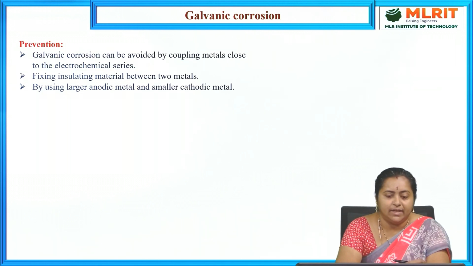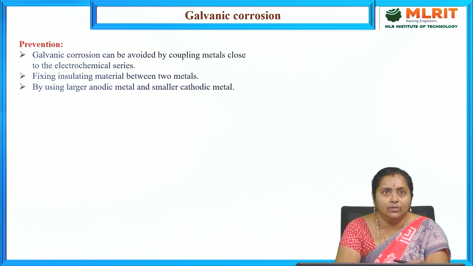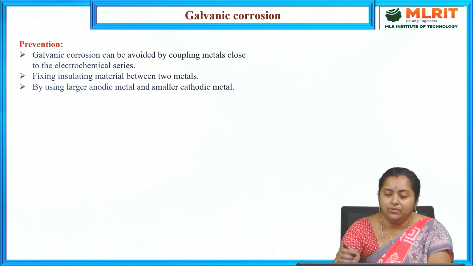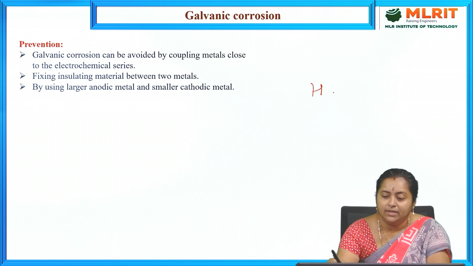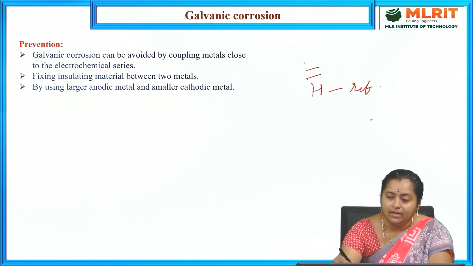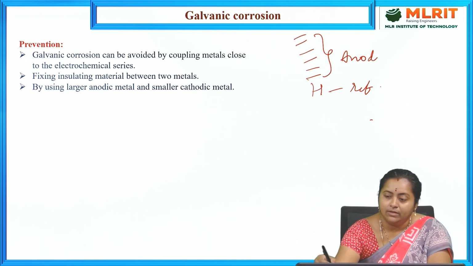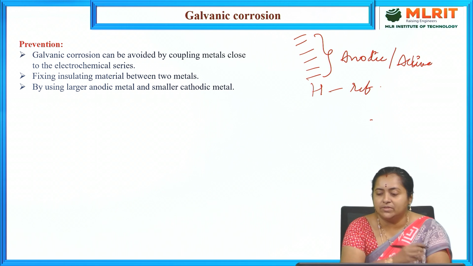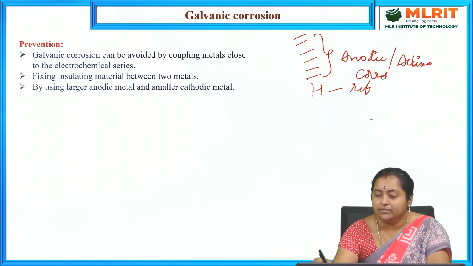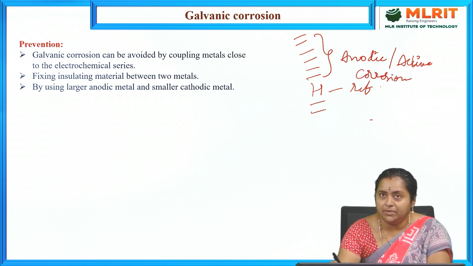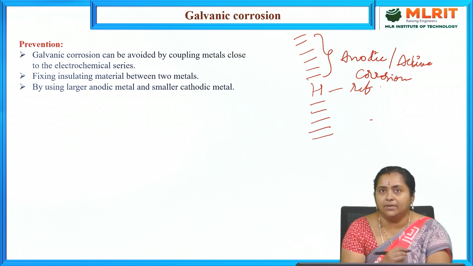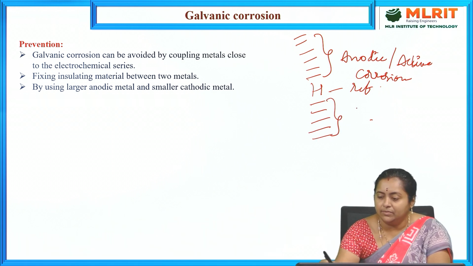Galvanic corrosion can be avoided by coupling metals that are close to each other in the electrochemical series. As I told you, in the electrochemical series, hydrogen is considered to be the reference one. The metals placed above hydrogen are considered more anodic or more active metals. Usually they have a tendency to undergo oxidation, thereby undergoing the corrosion reaction. Similarly, the metals placed below hydrogen in the electrochemical series act as more cathodic.